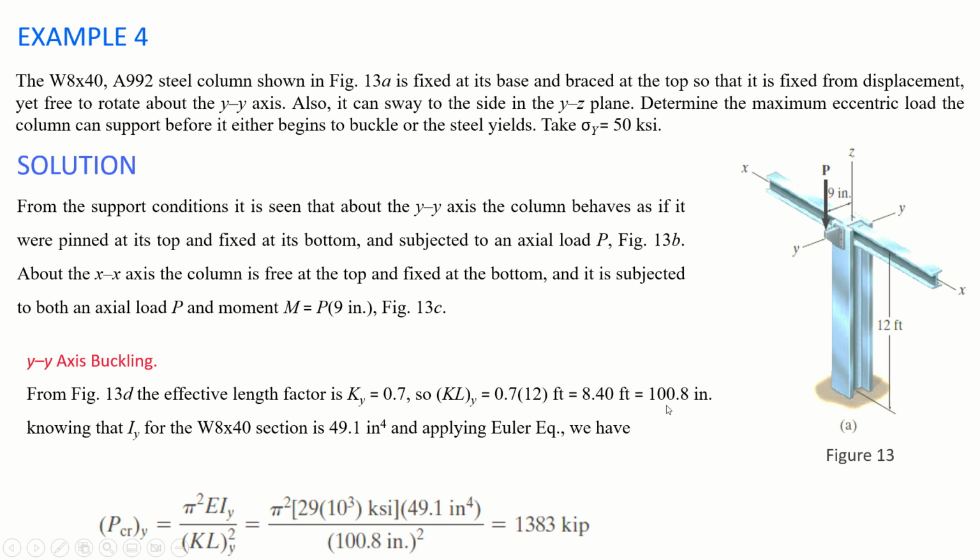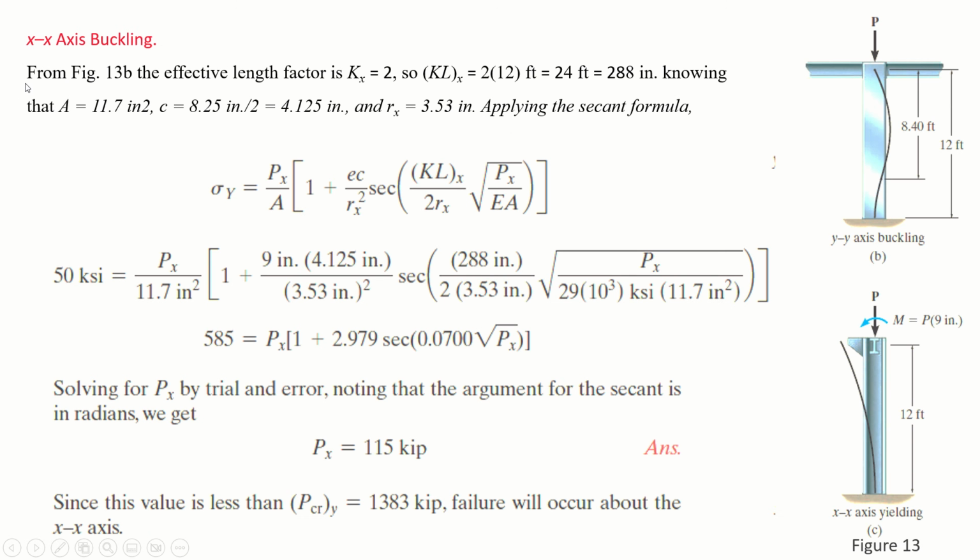And knowing all the other details, for example Ix and Iy, putting the values in Euler's equation, which is pi square EI by KL square, the critical load is 1383 kips. Now, for the x-axis buckling, Kx is equal to 2, so the effective length will be 24, double the original length. And we know the other details, putting that in the formula.